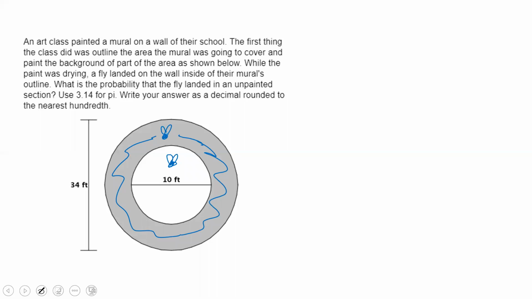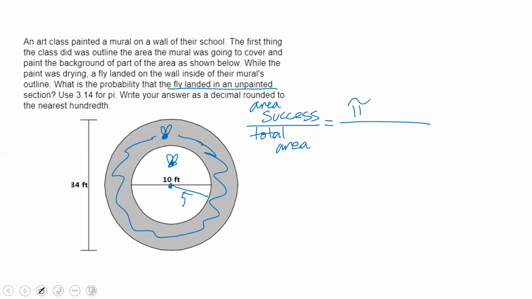We've got to assume that the fly has equal likelihood of landing in the painted and non-painted sections. So what we're going to do is divide the area of our success, which would be the fly landing in the unpainted section, by our total area. Well, the area of the unpainted section is the area of this small circle. Now, if it's 10 feet in diameter, it's 5 feet in radius. So that's going to be pi r squared, for a radius, which is, they said use 3.14, 5 squared.